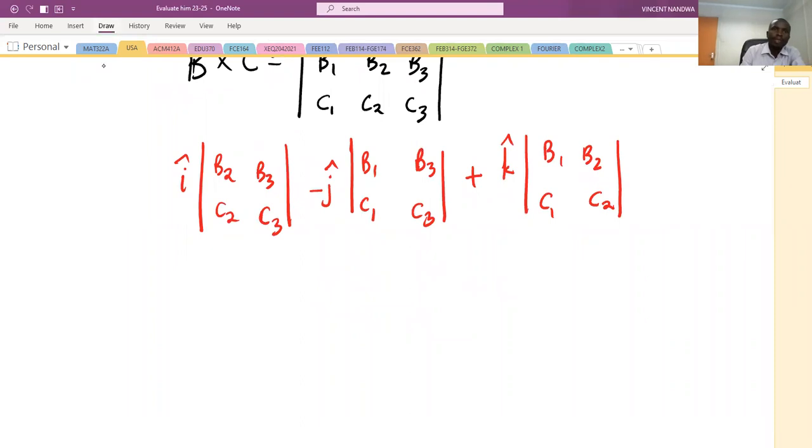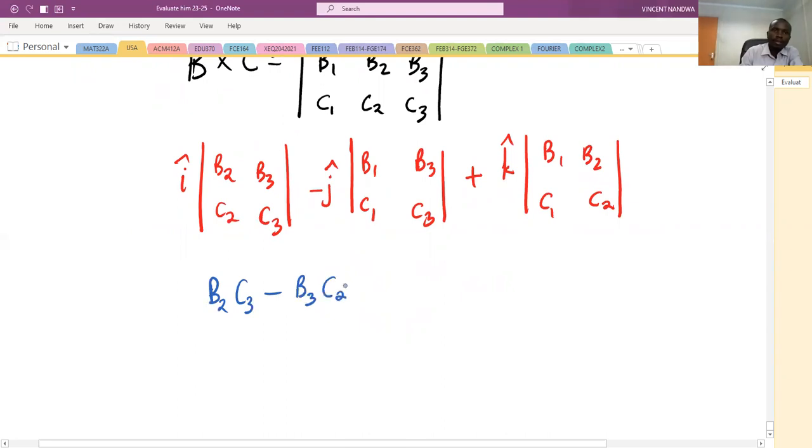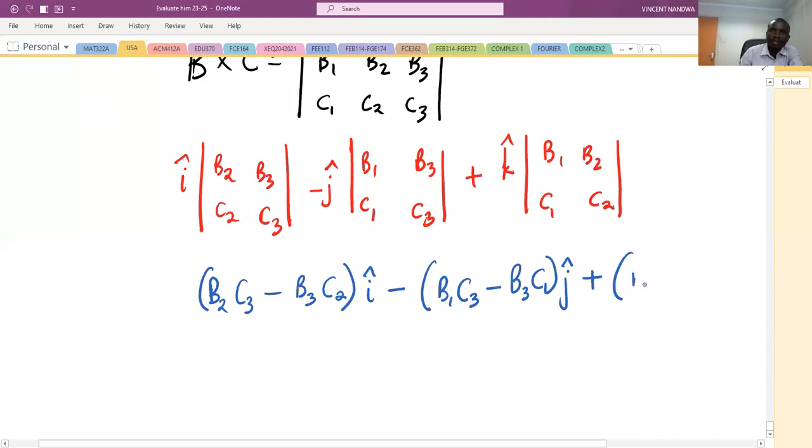So that this determinant will be B2 C3 minus B3 C2, i, minus B1 C3 minus B3 C1, j, plus B1 C2 minus B2 C1. Okay.